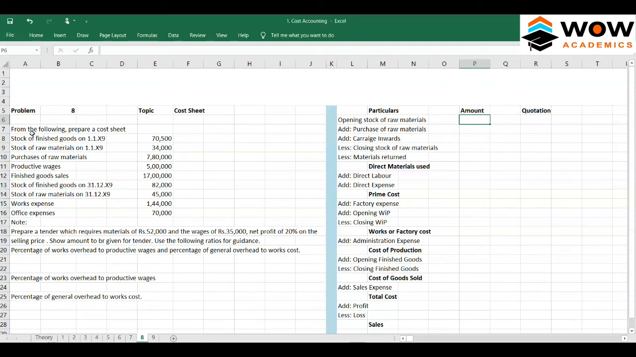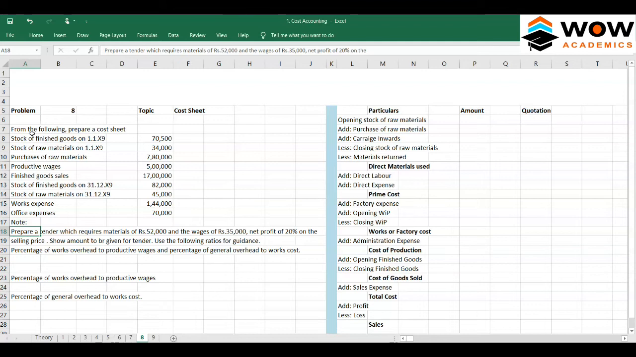So we'll start. So this sum, let's see what else they have given. They have given stock of finished goods. So that is opening finished goods, opening raw materials, purchases, wages, finished goods, sales. It's a sales he has given. Again, closing finished stock and closing raw material is given. Works expense, so that is factory cost. Office expense, that is going to be your administration expense.